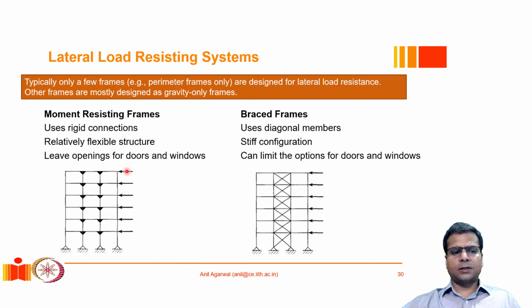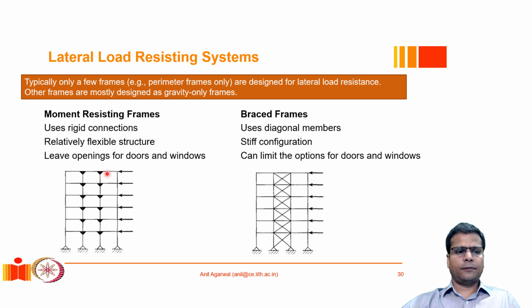Typical load resisting systems we had discussed very early in this lecture. One type of system is the moment resisting frame system, and the other one is a braced frame system. Now the two systems are inherently different. In most of the steel structures, we usually have only a few of the frames designated to resist the lateral loads. Rest of the frames are typically designed only to carry the gravity loads, and they deflect as the lateral load resisting system deflects.